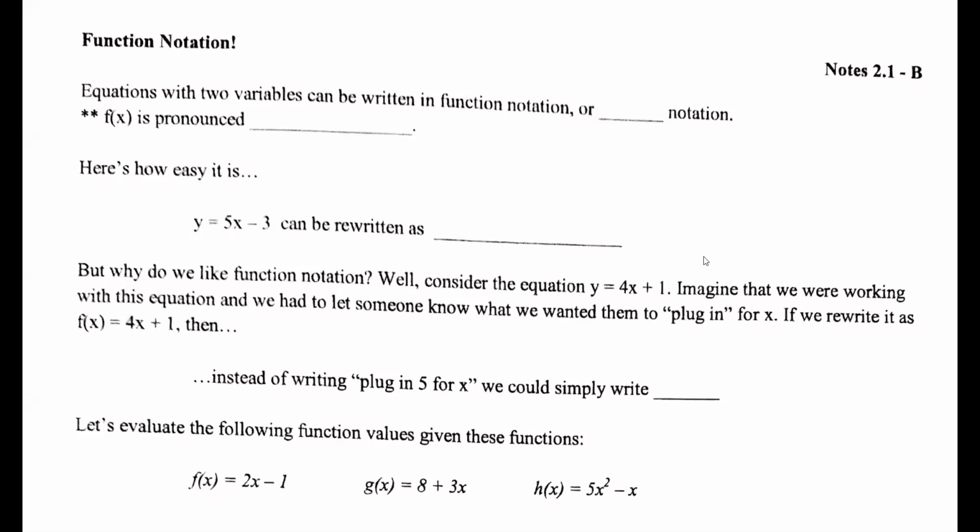It's basically equations with two variables can be written in function notation, or f parentheses x, but that's not how we say that. How we say it in math is f of x. So if you see this, this is f of x. If you had, for example, this, you would read that as f of 2, but basically you read it as f of whatever's inside the parentheses. So like f of 3, for example.